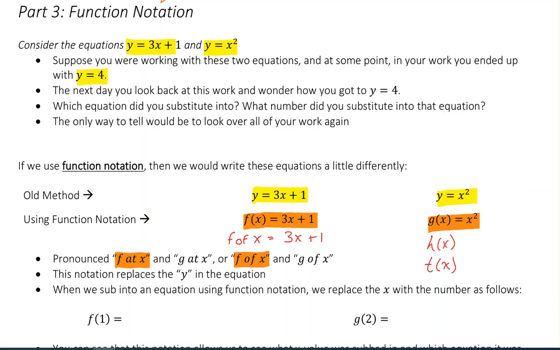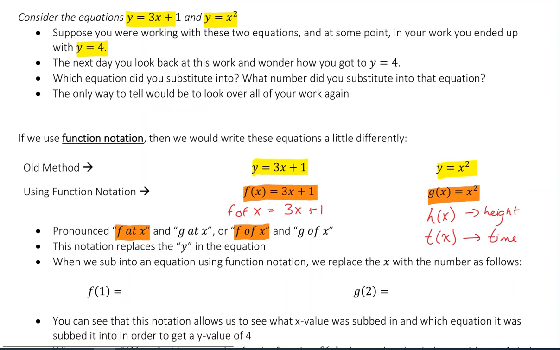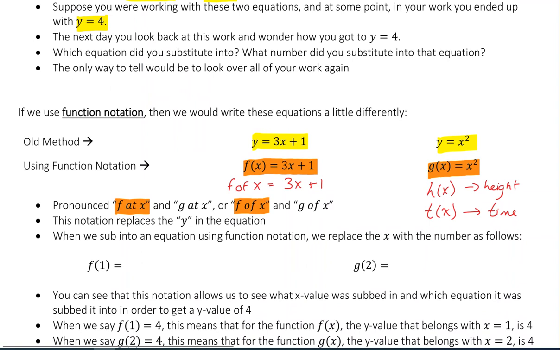Sometimes it refers to the variables you're looking at in the question. So if I used h, maybe I was looking at height for some sort of variable. If I was using t, maybe I was looking at time. It doesn't matter. The whole point is that when I have an answer, I know what value I substituted into that equation to get that answer. So I don't have to look back over my work. I can just simply look at the final step. So when we sub into an equation using function notation, we replace the x with the number as follows.